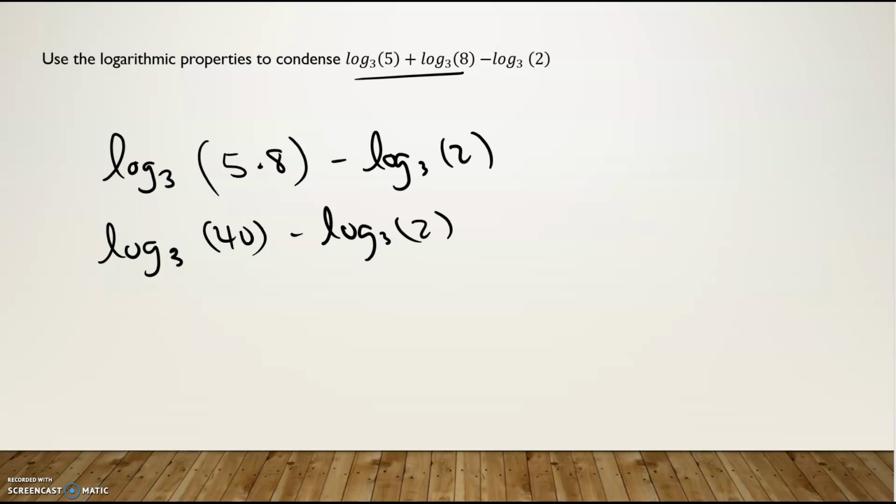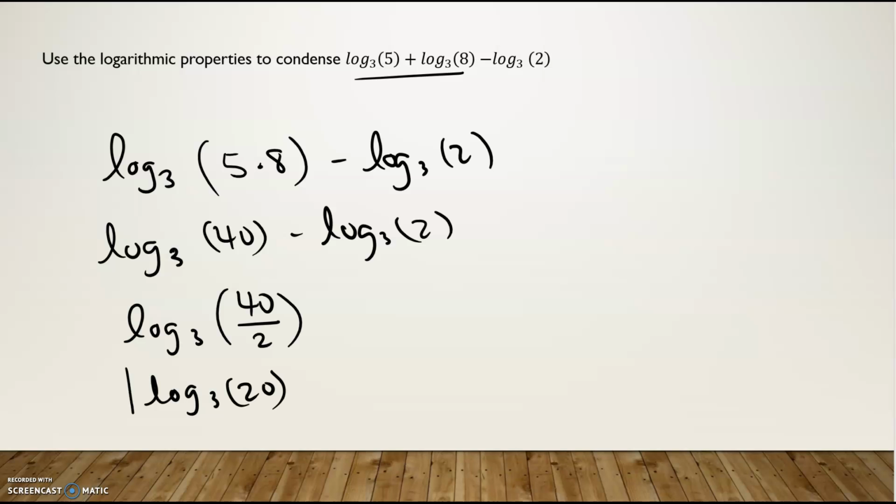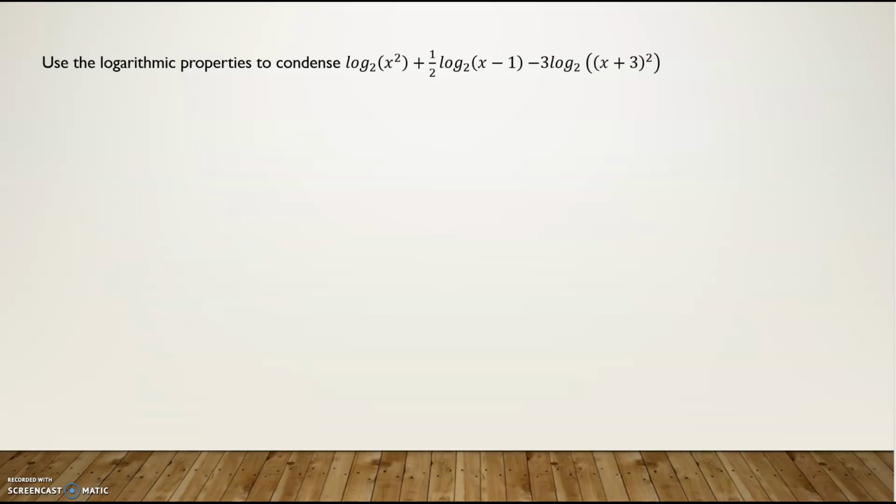Okay, well now I have two things subtracted from each other. So that's going to be log base 3 of 40 divided by 2. So log base 3, and that's going to be 20. And that will be my final answer. Okay, let's look at this one.